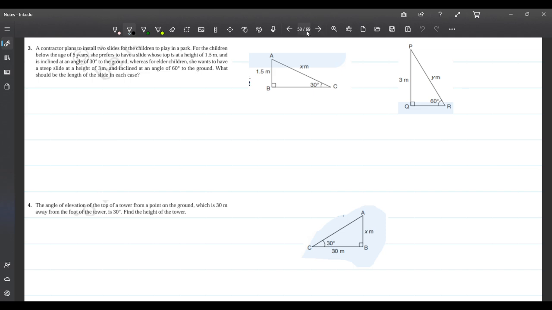A contractor plans to install two slides for the children to play in the park. For the children below the age of 5 years, she preferred to have a slide whose top is at a height of 1.5 meter. So this is for children.